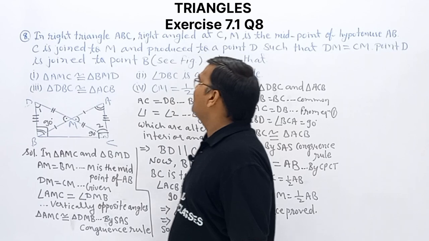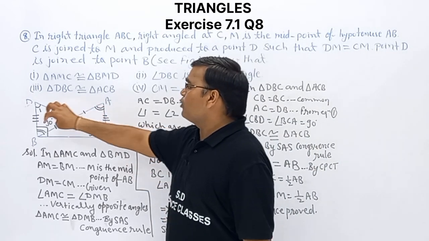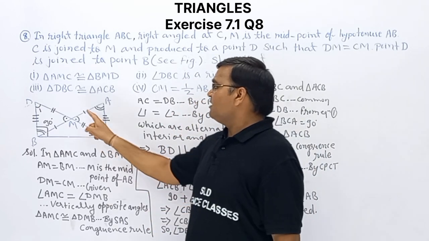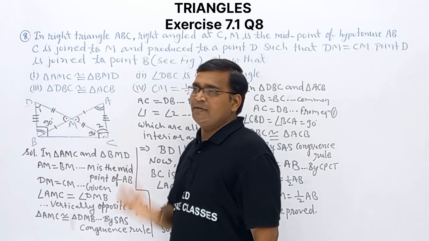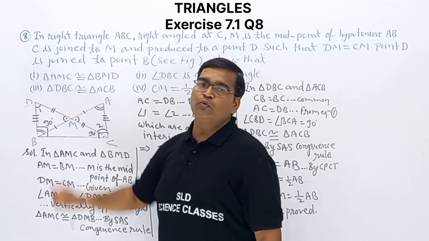Next, point D is joined to point B. So that we want to show these things. First, is this triangle congruent to this one or not? From the given data, this is equal to this one, this is equal to this one. And these two are intersecting lines and we are getting these two triangles.